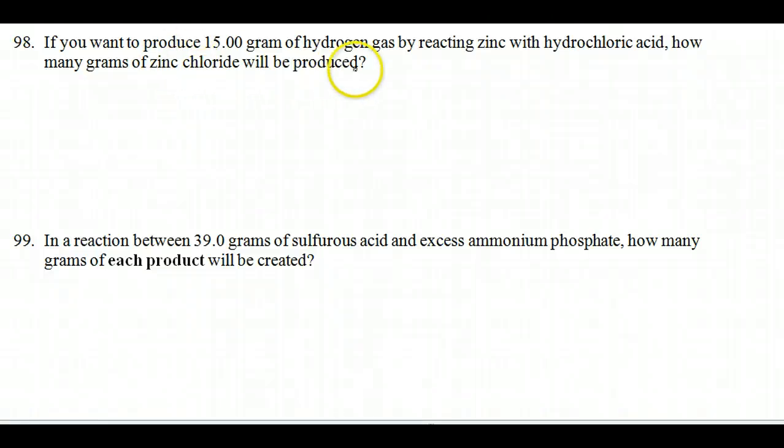So this is saying I want to produce hydrogen gas. So I know that's a product by reacting zinc with hydrochloric acid. So I've got zinc and hydrochloric acid.